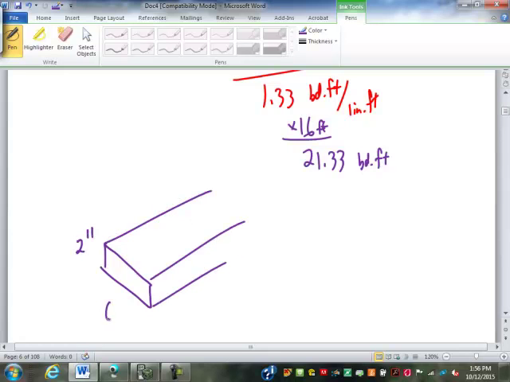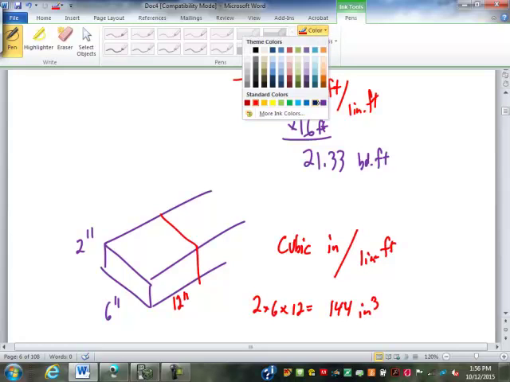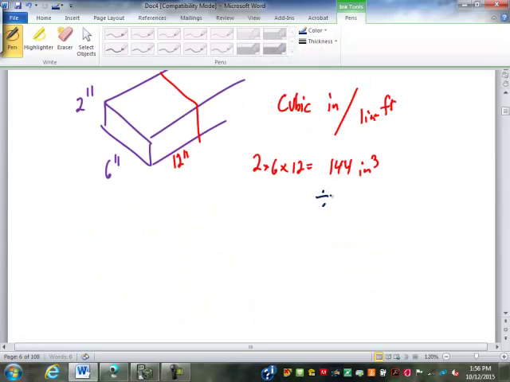So let's say we have 2 by 6. Now again, we're assuming we're only looking at a 12-inch piece. So the cubic inches per linear foot, that's 2 by 6 by 12 is 144. So you divide that out, you divide by 144 cubic inches in a board foot, that is 1 board foot per linear foot. So now whatever the length is of 2 by 6 that you need, that's your board foot, because it's 1 board foot per linear foot.